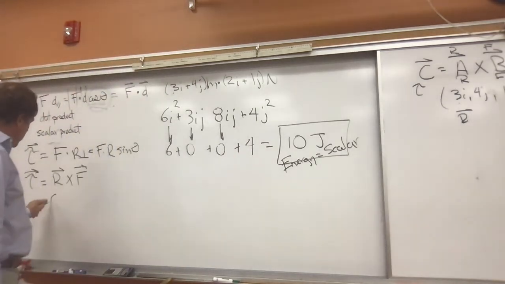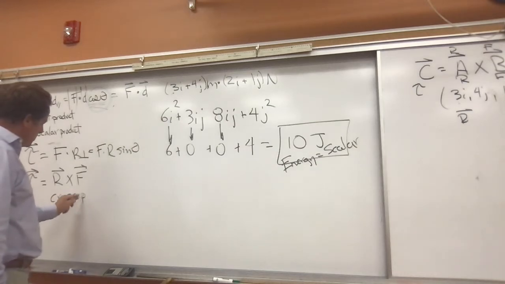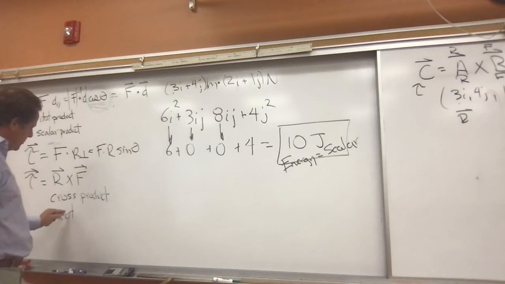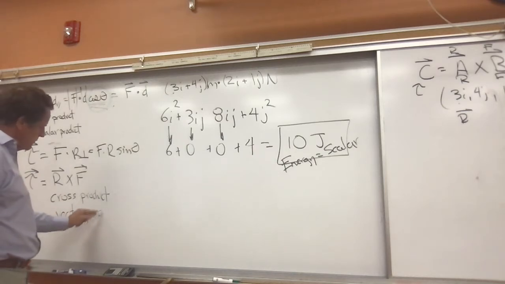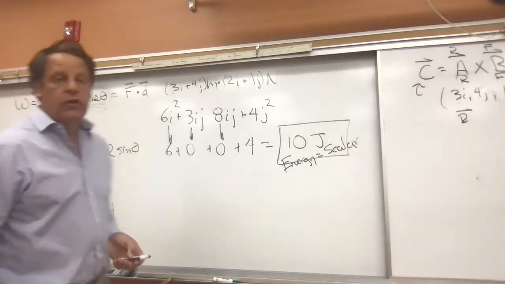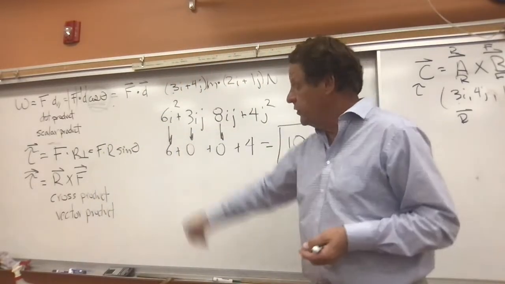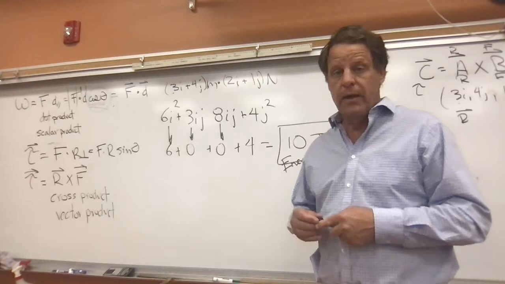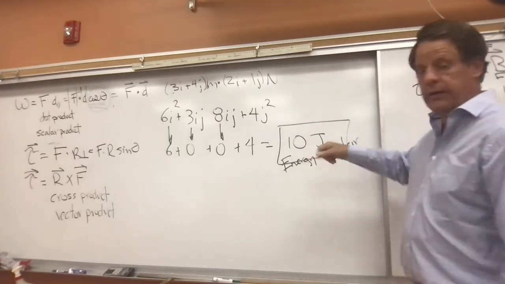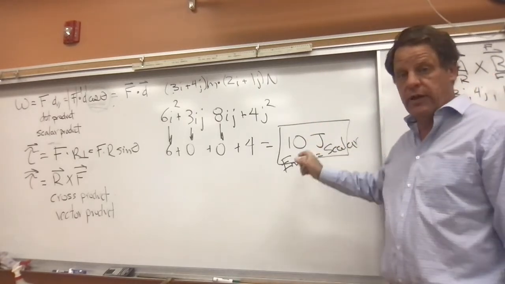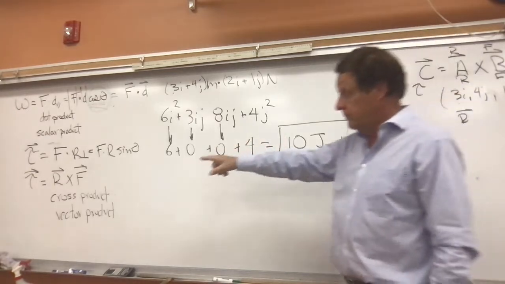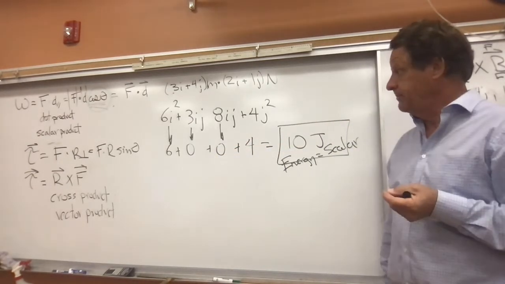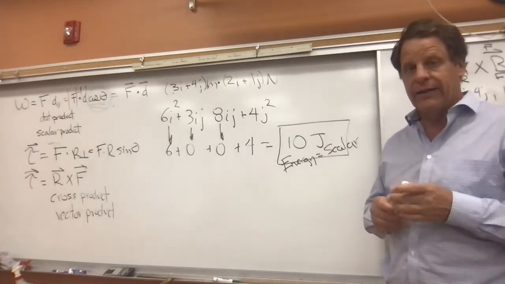This is called a cross product, also known as a vector product. Our answer to a cross product is a vector, which means it's going to have direction. Our answer to a scalar product is just a scalar, so it does not have direction, which makes the cross product a little trickier than the scalar product.